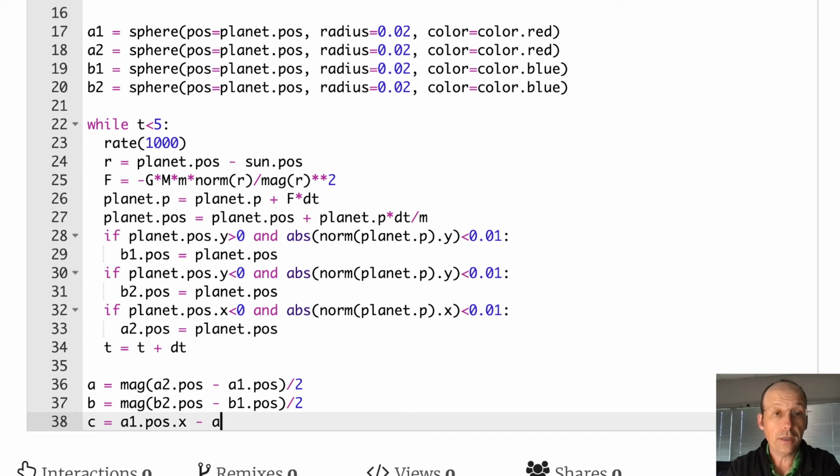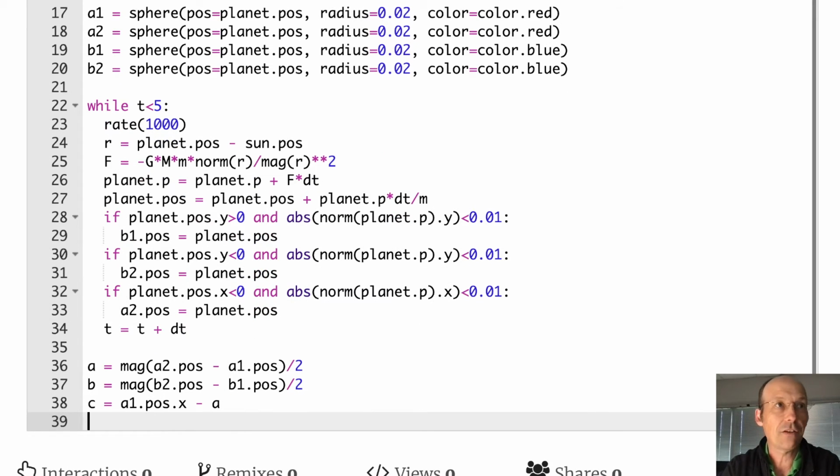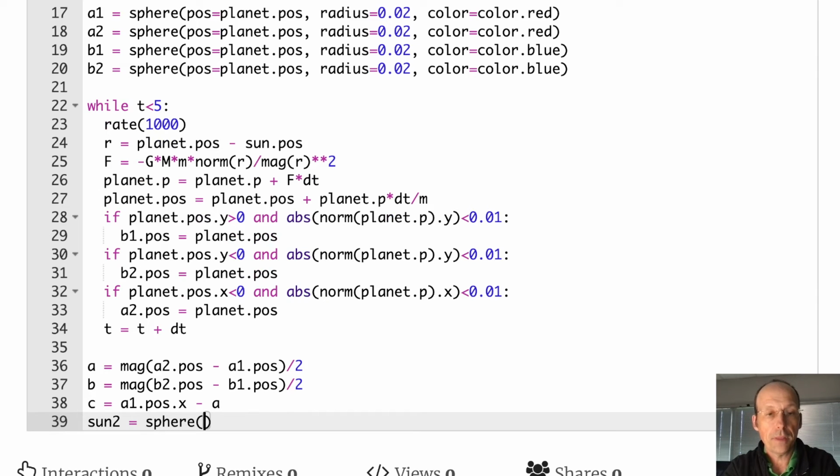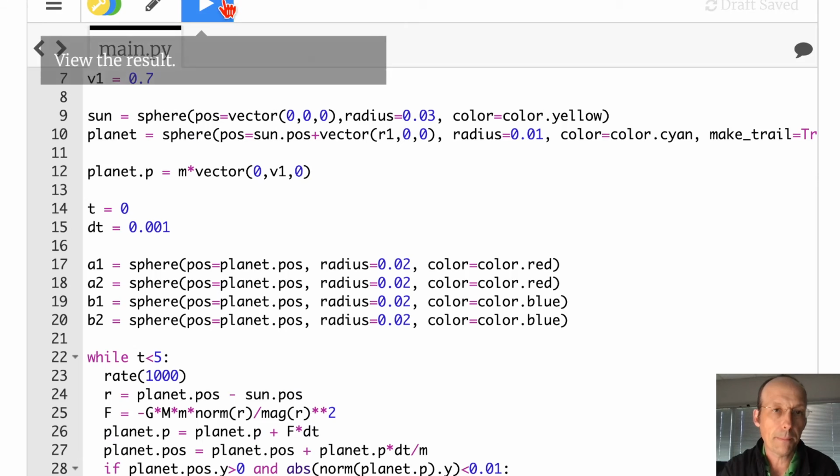In fact, I could put another sun at the other focal point, the foci. It's not a focal point, it's a foci. Sun2 is equal to a sphere. Position equals vector. It's going to be twice that distance, right? Because I have the sun at one focus, so I need to go to the new origin, and then one more c. So it's going to be 2 times c, 0, 0, and let's give it a radius of 0.03, and let's run that. Let's see if it looks right.